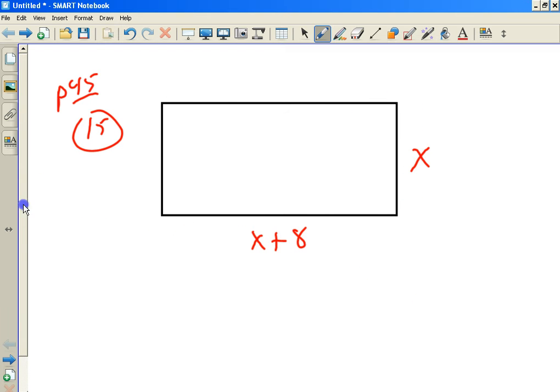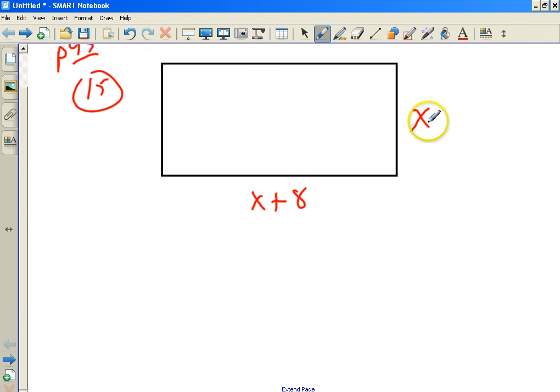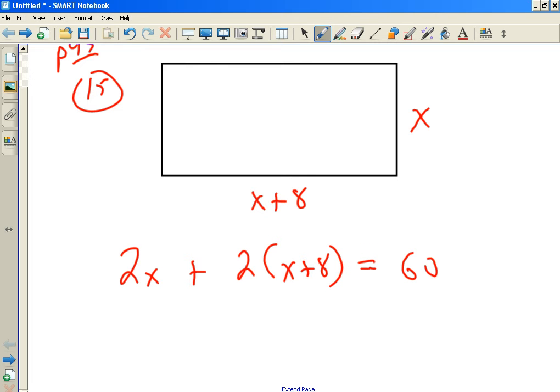So how do you write an equation that involves this variable and the perimeter of the shape? Zach, go ahead. All right, so 2x, we got two widths, plus 2 times x plus 8, the whole thing, 2 lengths, equals 60. There, that's it, done. Geometry questions like this very often have to do with perimeter or area. Area would be different. How would you get the area of a rectangle? Length times width, so x times x plus 8 would be 60 in that case, okay.